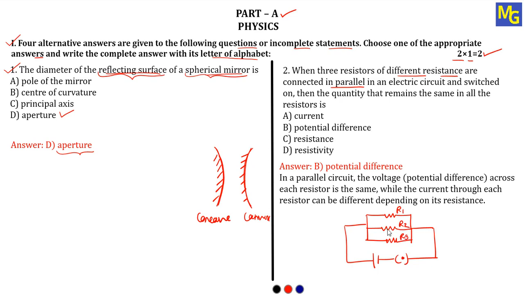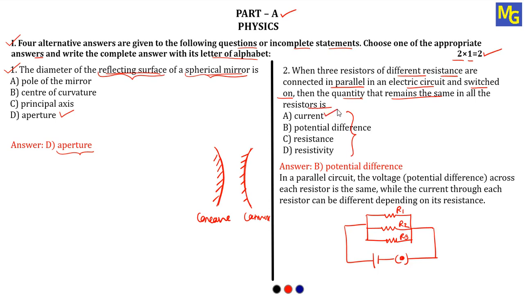When these are all connected in parallel in an electric circuit and switched on, and when the switch is on, see here, there is a dot inside, which means it is on, then the quantity that remains the same in all the resistors is. Here we have some quantities, and from all these quantities we have to find out the one which will remain the same.